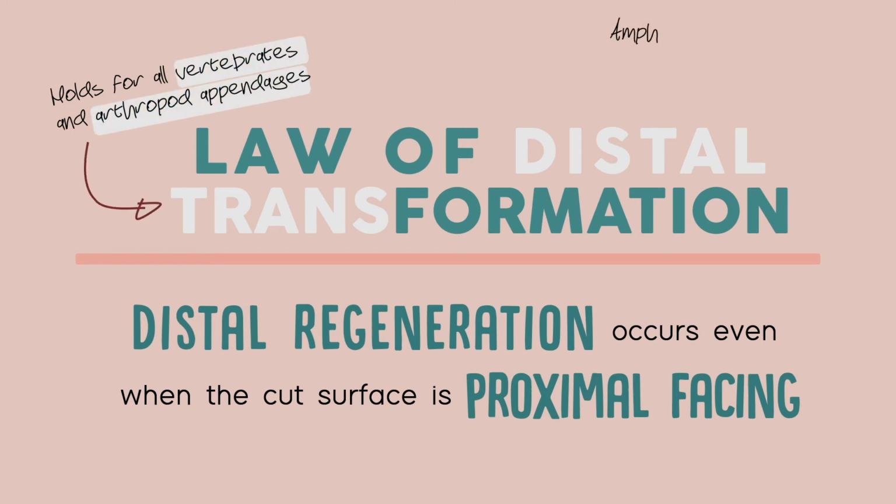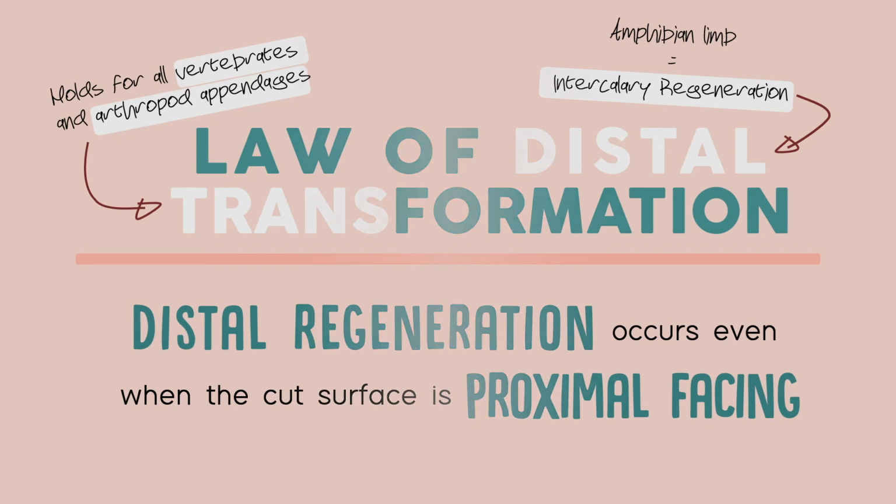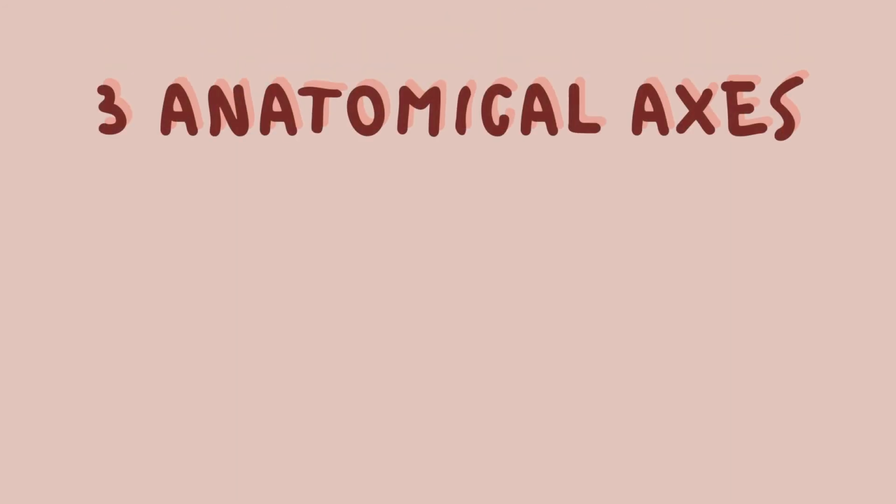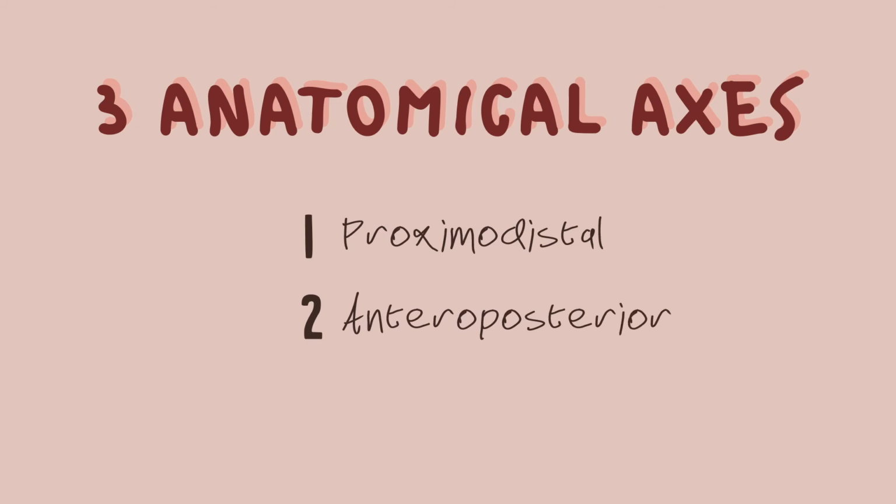In the amphibian limb, it also holds for intercalary regeneration, which means regeneration of a tissue junction between parts that are not normally adjacent to one another. Since the limb is asymmetrical in 3 dimensions, it should, in principle, require 3 sets of regional codes to specify the pattern of differentiation in the 3 anatomical axes, namely proximodistal, anteroposterior, and dorsoventral.